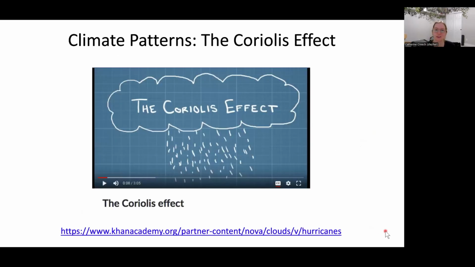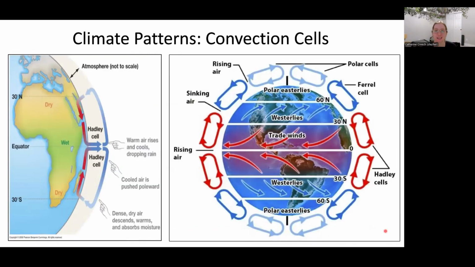We have an effect on Earth that's called the Coriolis effect. It's based on the different radii of the Earth, given that it's a sphere. I'm going to let this video explain it to you, and then we're going to talk about convection cells. So convection cells are partly affected by the Coriolis effect. If you want to pause the video and go watch that first, I think that's a great idea. But here's the general thought behind it.